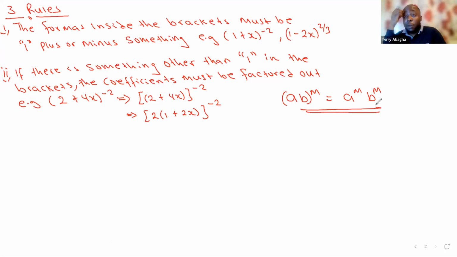I'm going to have a video on laws of indices. Please try as much as possible. If you're not conversant, go to the playlist, it should be under arithmetics. Then you will see lots of indices there.